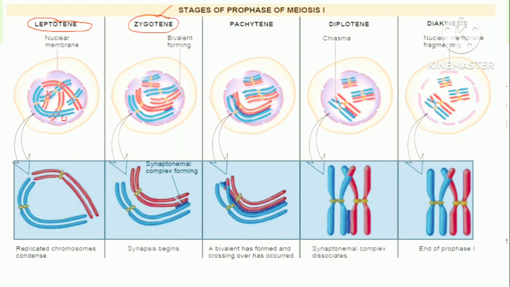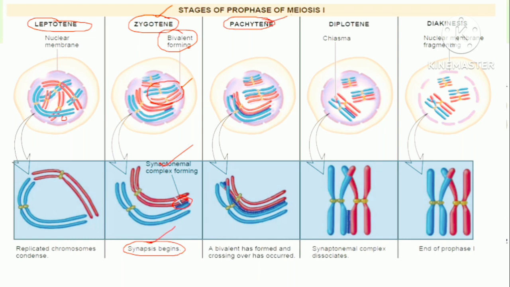Next comes zygotene stage. Zygos means double, tene means thread, so this is known as double threaded stage. Here the formation of bivalents occurs. That means a pair of homologous chromosomes occurs in association with each other with the help of a structure which is known as synaptonemal complex, which starts forming here, and this process of pairing is known as synapsis. So synapsis begins in this stage.